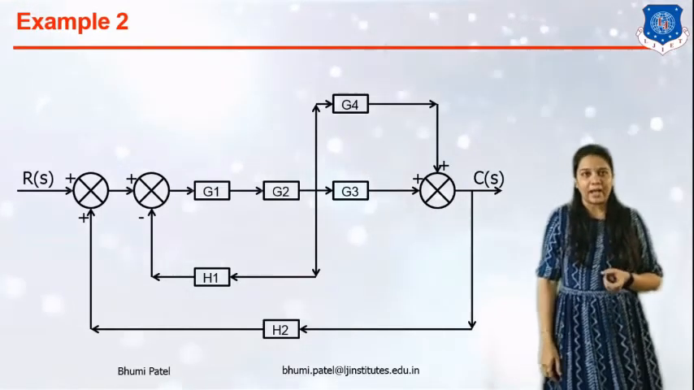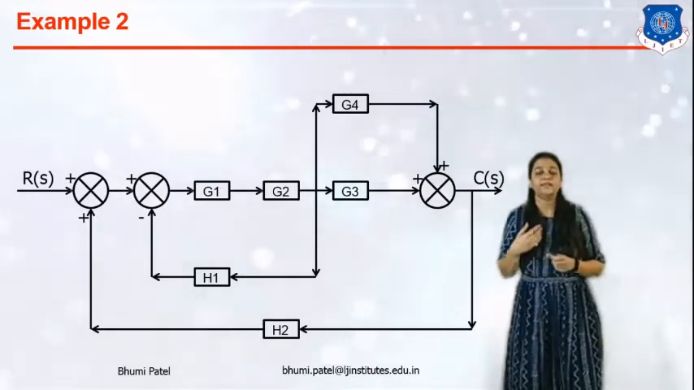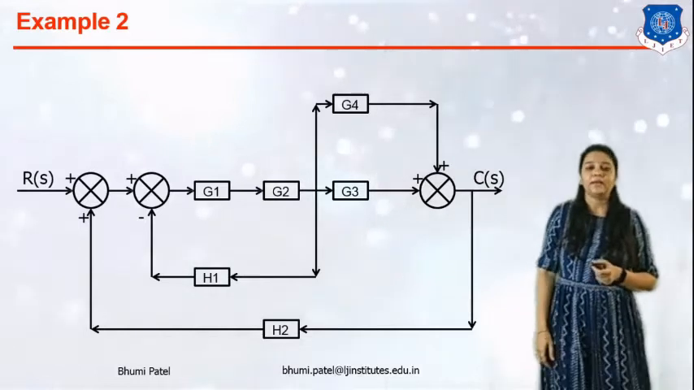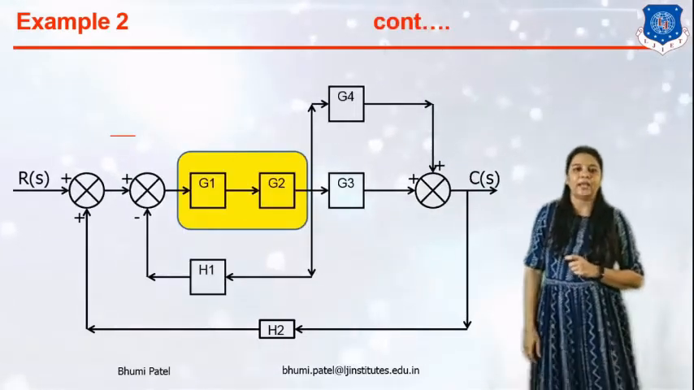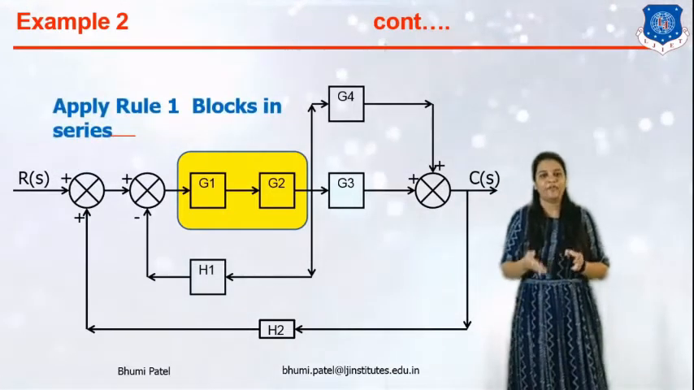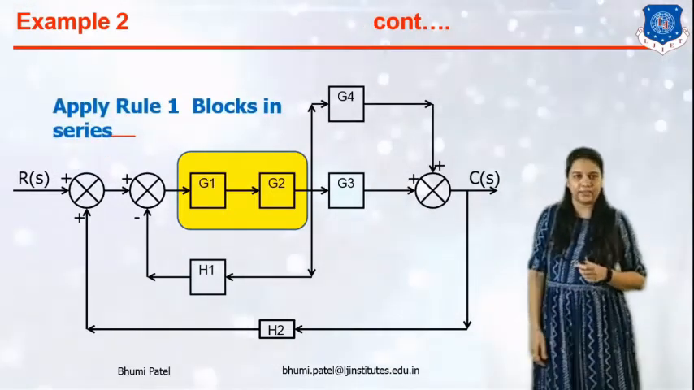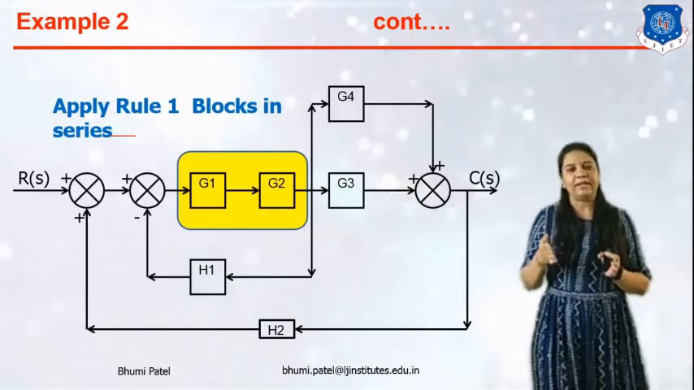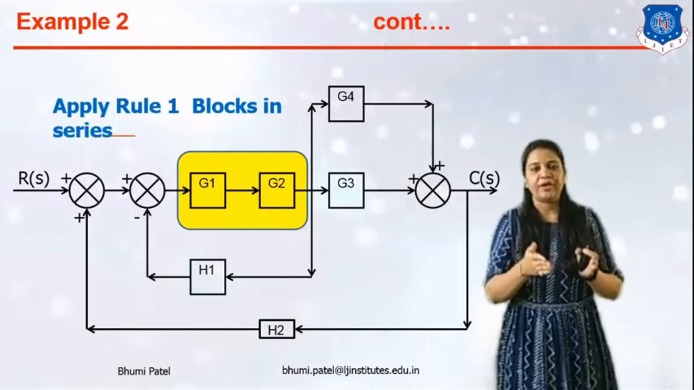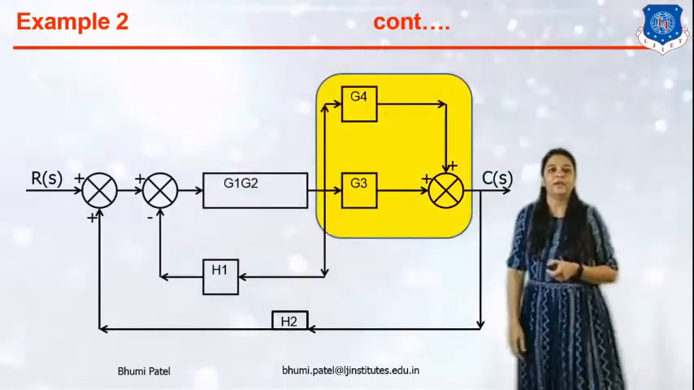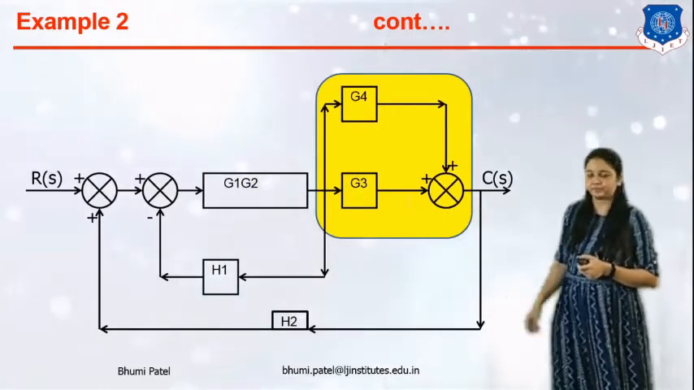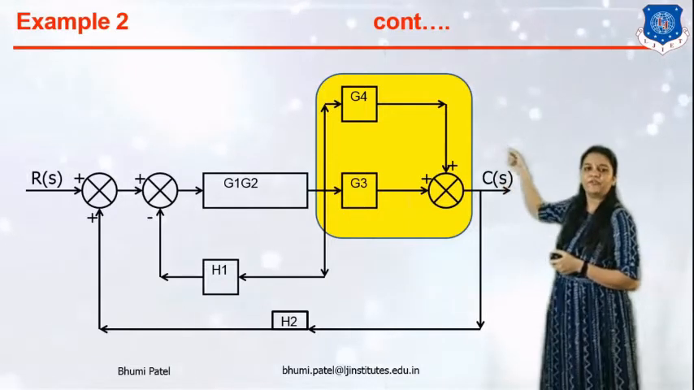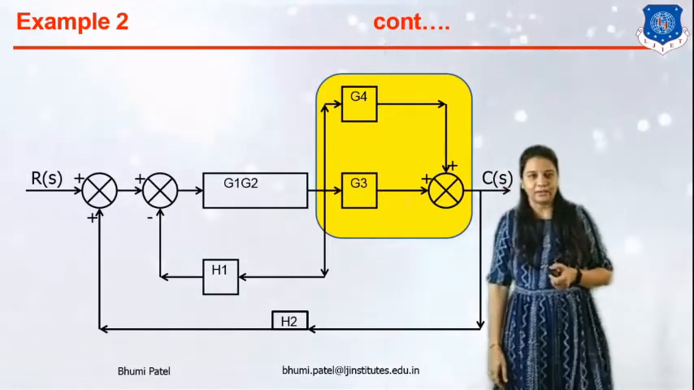So we can apply block in series connection, and it is rule number 1 of block diagram reduction. So we can simply multiply the gains G1 and G2 and we can get G1, G2. Now the next, G3 and G4, is connected in parallel connection.